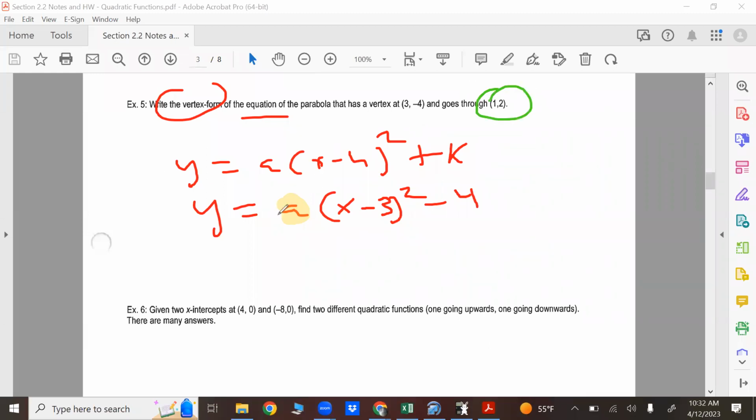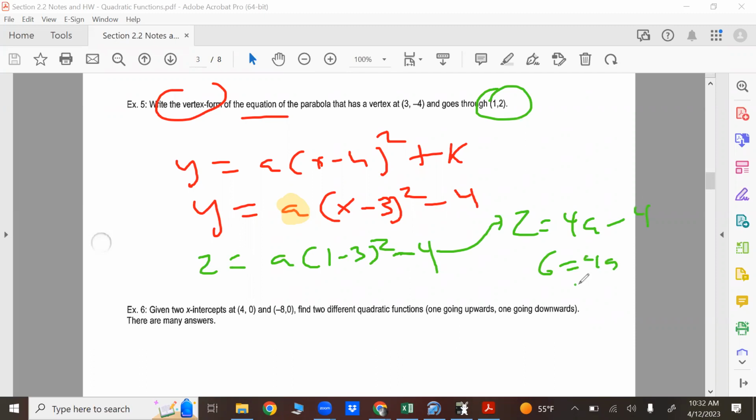Good. Excellent. Yeah, that's the part sometimes people just kind of stare at the problem like, well, I gave you that information for a reason. You have to use it, right? And you solve for a, which I know you guys can do. So 2 equals 4a minus 4. 6 equals 4a. a is 3/2, right? So the equation is y equals 3/2 (x minus 3) squared minus 4.